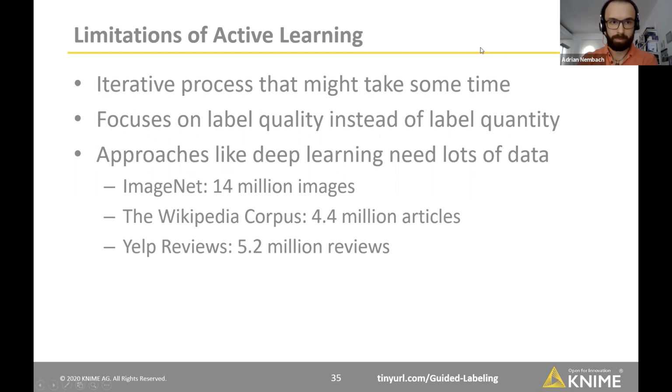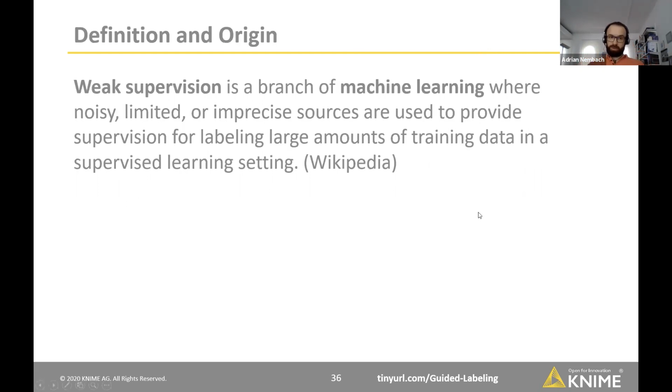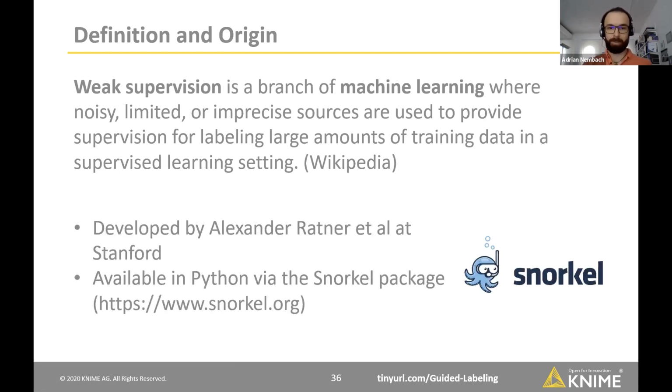Now, weak supervision was introduced as a kind of remedy for this problem. And it is defined as a branch of machine learning where noisy, limited or imprecise sources are used to provide supervision for labeling large amounts of training data in a supervised learning setting. It was developed at Stanford University by Alex Ratner and his colleagues, and they also offer a Python package that you should definitely check out if you are using Python.